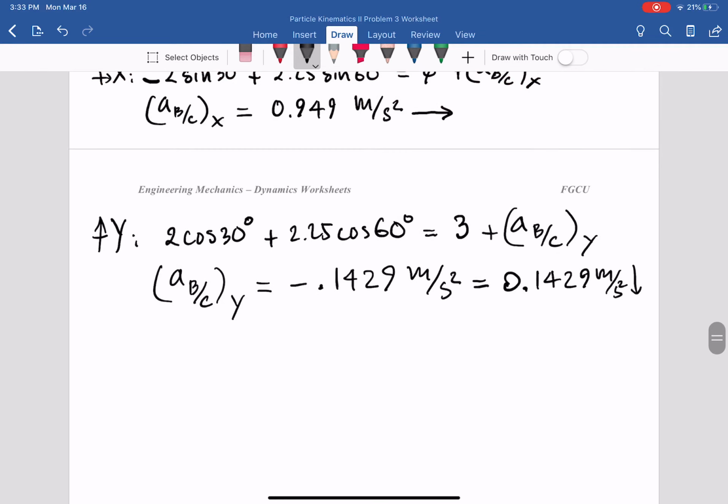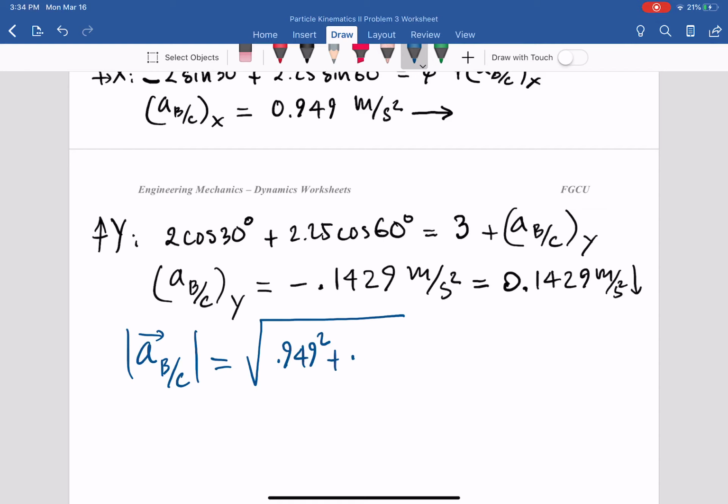So from that we have the x and y components. Let's go ahead and find the magnitude of this acceleration. The magnitude of B relative to C equals the square root of 0.949 squared plus 0.1429 squared, and that number will be 0.959 meters per second squared. So that is the magnitude. How about the direction?